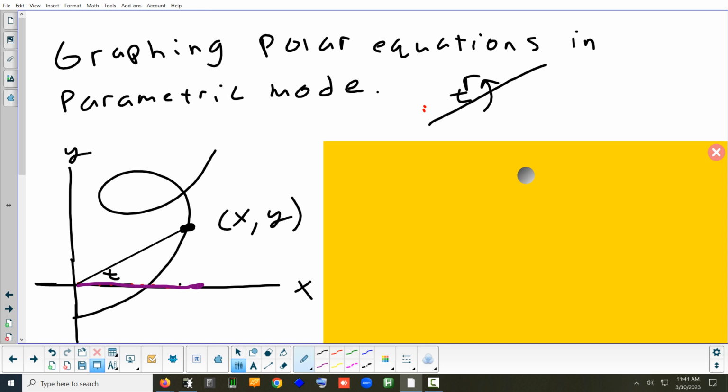How many equations do you need to write something in parametric? Two. One equation is for the what? The x. And the other equation? The y. So what we need to do is, instead of thinking about this point as a distance from the origin and an angle of rotation, we need to think about how far over did we go, and then how far up did we go. So we're going to make a triangle out of this. Let's draw.